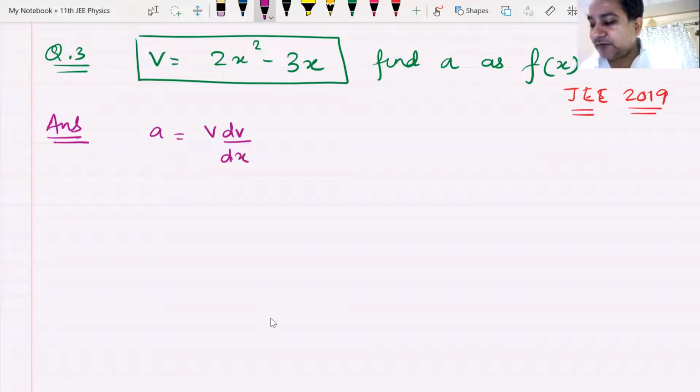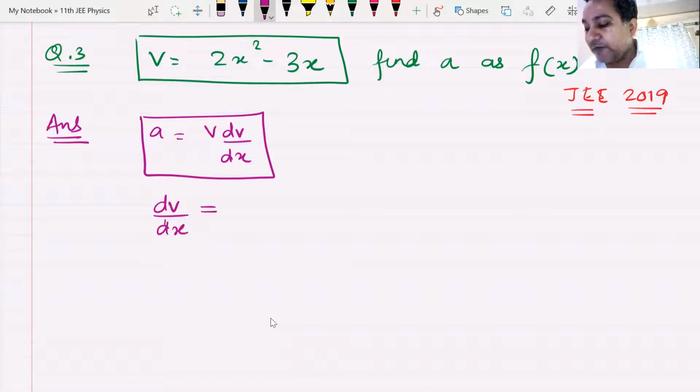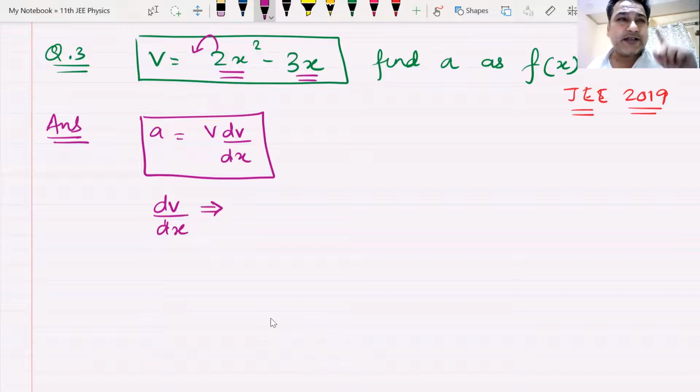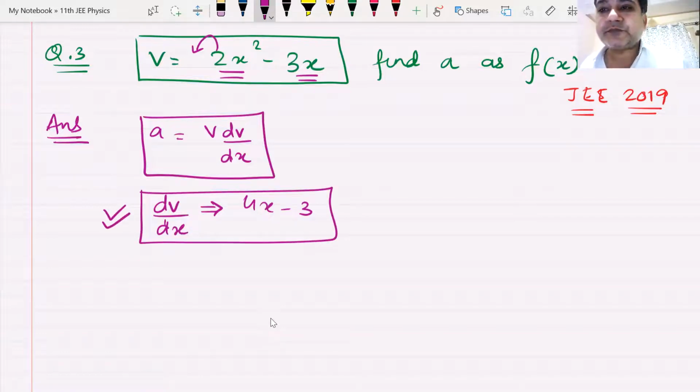Wow, someone got an answer. Acceleration is V into dV by dx. Yes, Anna. Let us first calculate the value of dV by dx. So you have to differentiate this with respect to x. When I differentiate this, 2 comes out. Derivative of x square is 2x. So this becomes 4x minus 3. Do we agree on this? dV by dx becomes 4x minus 3.